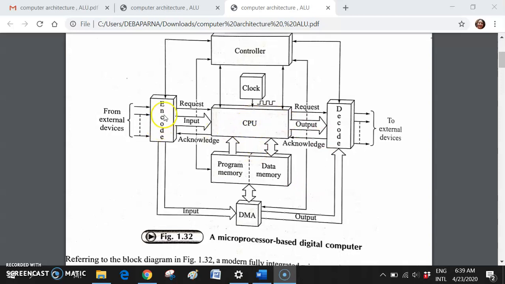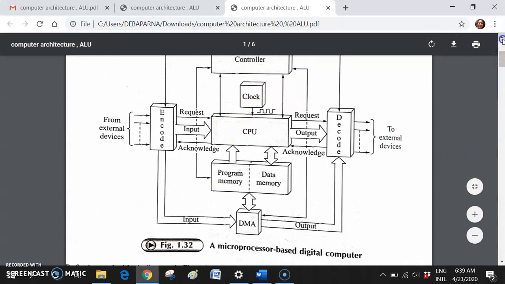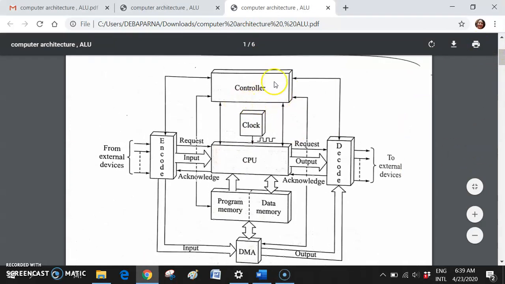So that's why there is a provision for direct memory access. That means the input data can directly go into the memory through the DMA. Similarly on the output side, from the memory through DMA it can go to the output. This will basically save the processing time of the CPU. And the controller is very important. The controller is basically the organizer or manager of the entire system. It will manage the entire operation of this computer.